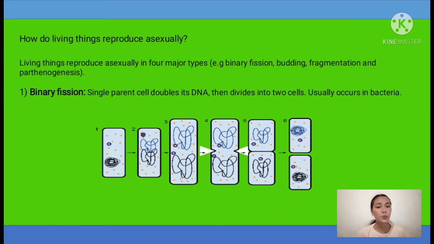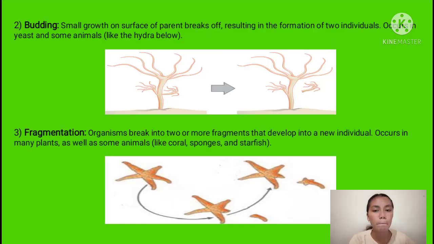How do living things reproduce asexually? Living things reproduce asexually in four major types: binary fission, budding, fragmentation, and parthenogenesis. In binary fission, a single parent cell doubles its DNA then divides into two cells. It usually occurs in bacteria. Number 2 is budding. A small growth on the surface of the parent breaks off, resulting in the formation of two individuals. Budding occurs in yeast and some animals like the hydra below.